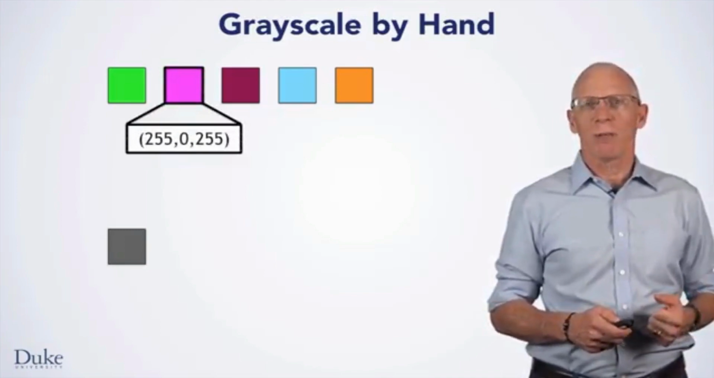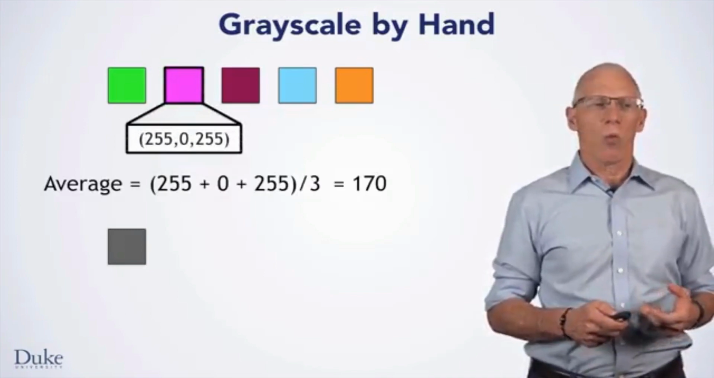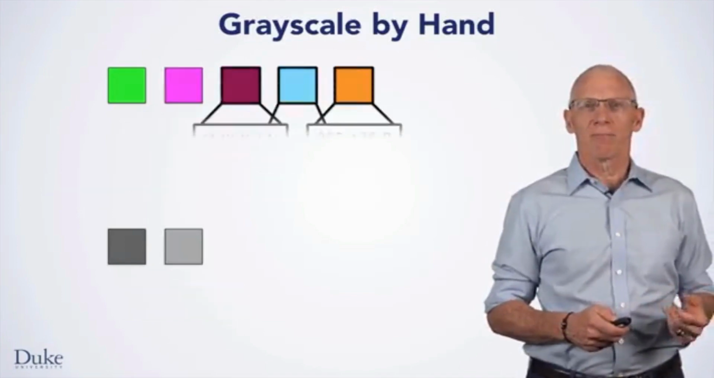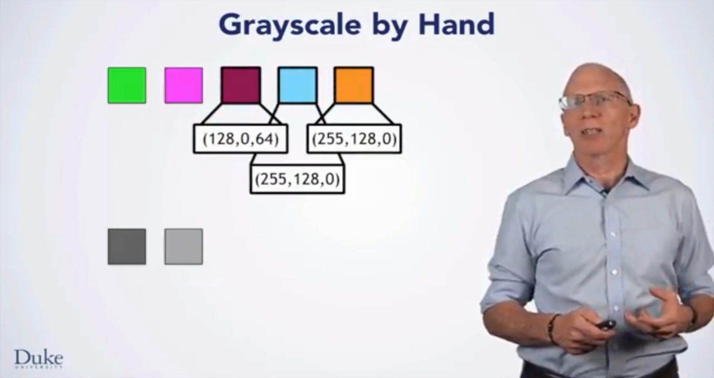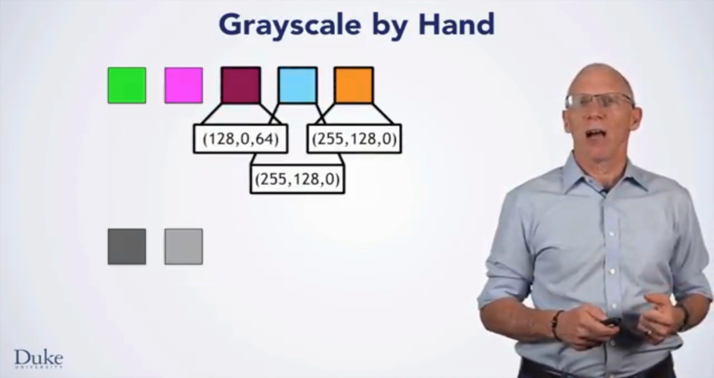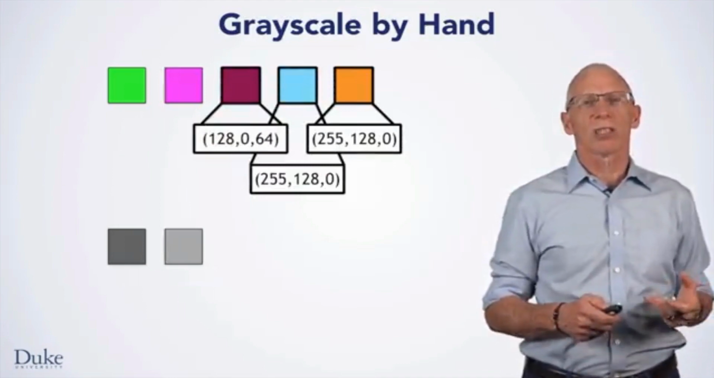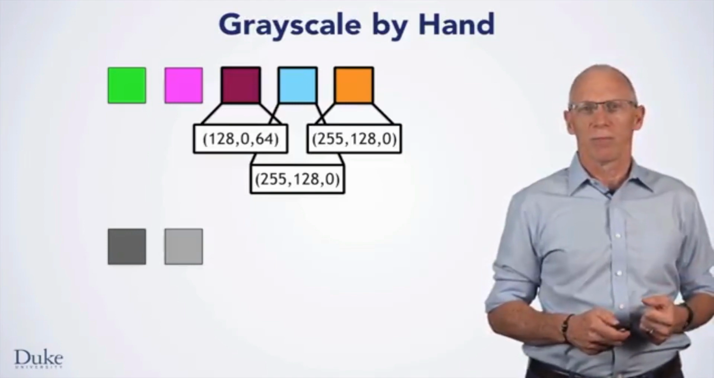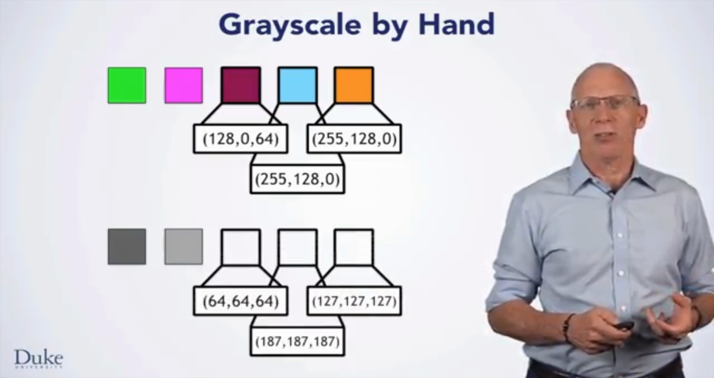Try this for magenta. We can see the RGB values. Did you get 170, a gray that looks like this? If you'd like more practice by hand, try the grayscale algorithm on maroon, sky blue, and orange with these RGB values. Did you get these answers?